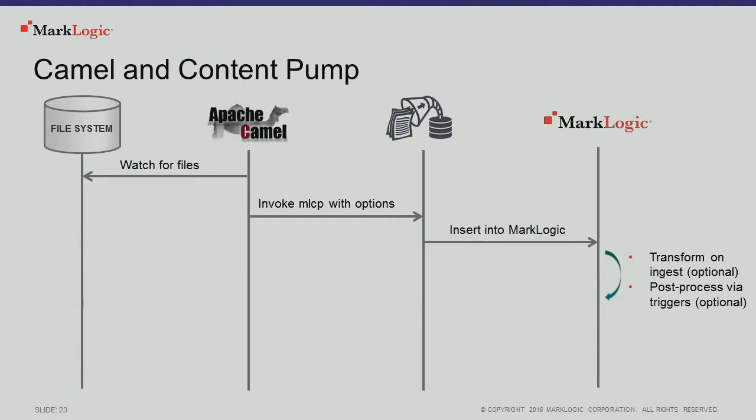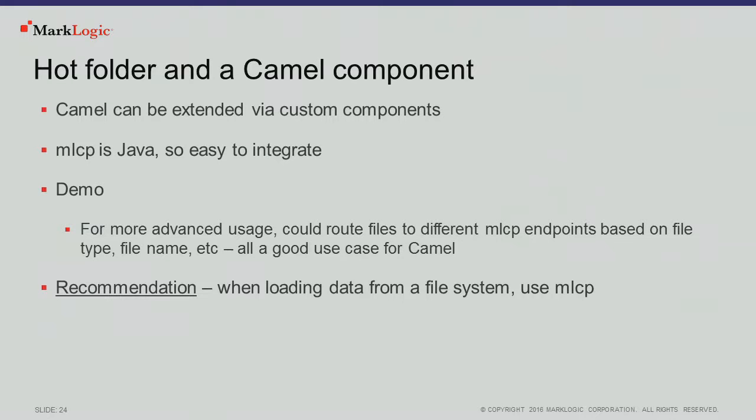And again, sequence diagram. Very simple: watch the file system. Camel invokes MLCP with whatever options that we want, insert into MarkLogic. And though I don't have it in the demo, of course, you can always slap a transform and triggers on to the end for any sort of processing you need. And again, I mentioned Camel can be extended via custom components. This is a case where, since Content Pump is a Java library, it's very easy to integrate into Camel.